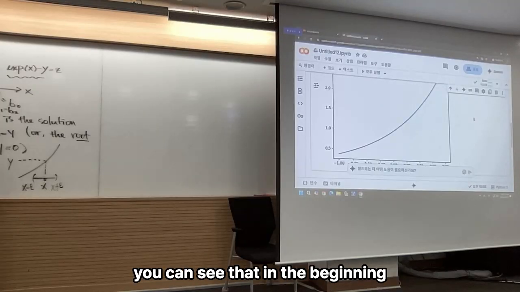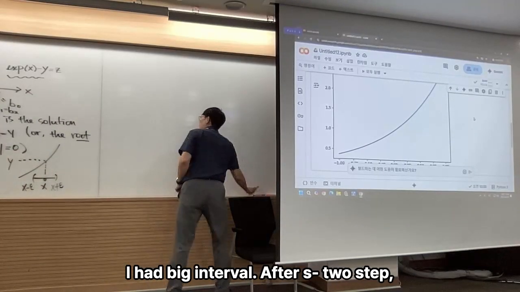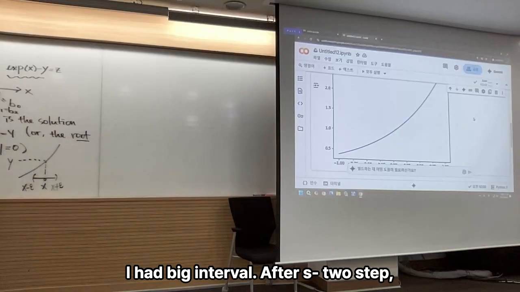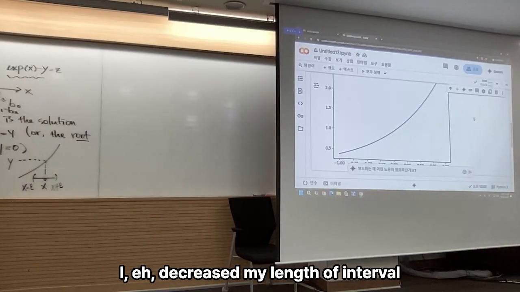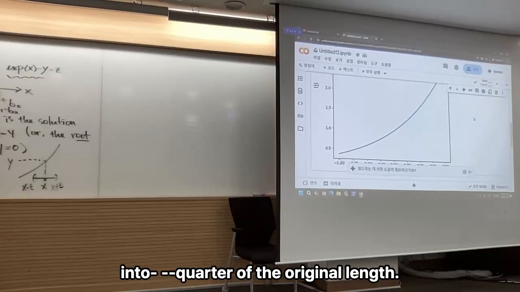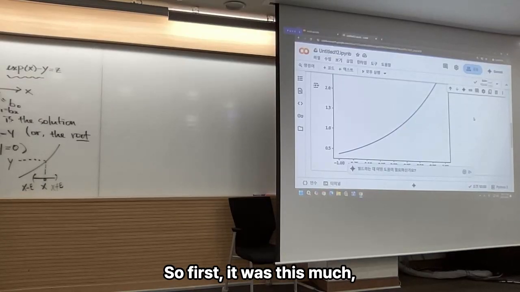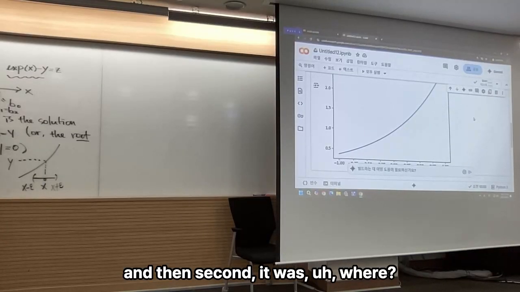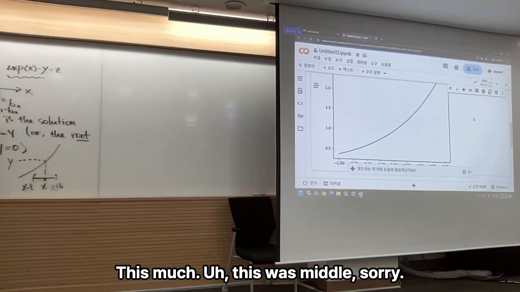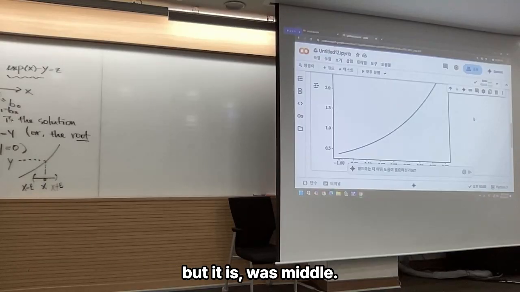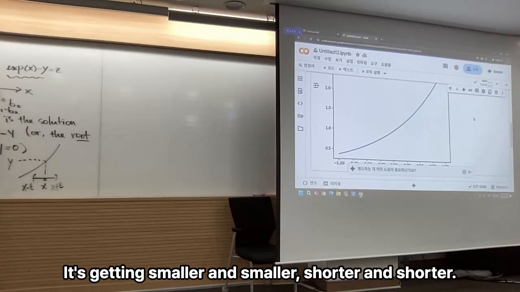So you can see that in the beginning, I had a big interval. After 2 steps, I decreased the length of the interval to a quarter of the original length. First it was this much, that's the first interval. And then the second was this much. This was the middle, sorry. It doesn't look like a middle point, but this was the middle. And the third one is this one. It's getting smaller and smaller, shorter and shorter.